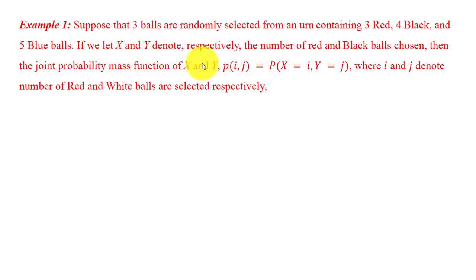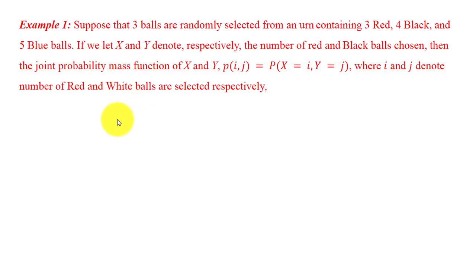Let x and y denote the number of red balls and black balls chosen. x denotes the number of red balls selected, y denotes the number of black balls selected. Then the joint probability mass function is denoted by Pij, that is P of x equal to i, y equal to j, where i and j denote the number of red balls and black balls selected respectively. Then we have to find the joint probability mass function for x and y.